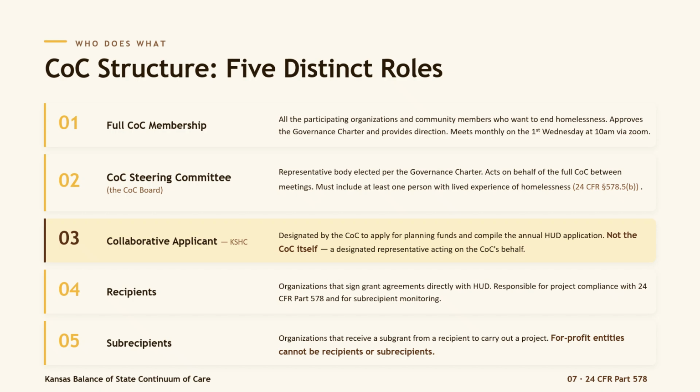This role is filled by the Kansas Statewide Homeless Coalition. To be clear, the Kansas Statewide Homeless Coalition is not the COC. It is a designated representative acting on the COC's behalf.